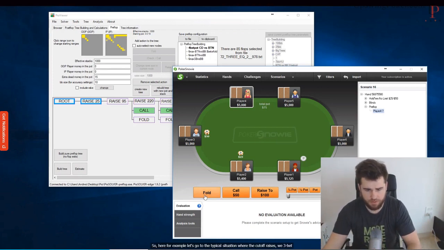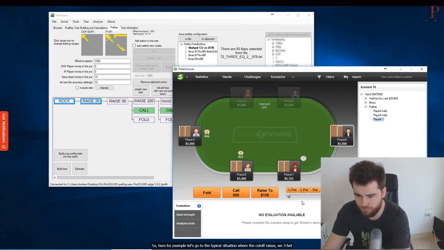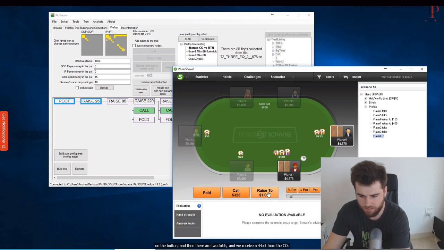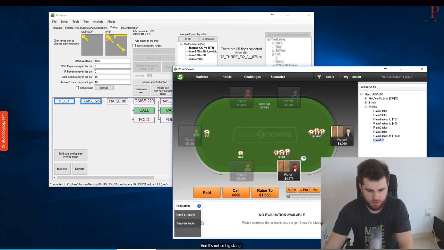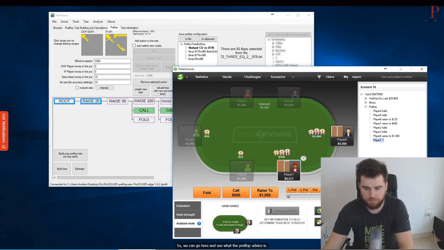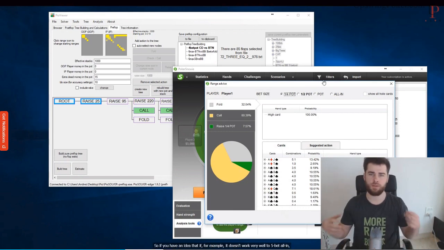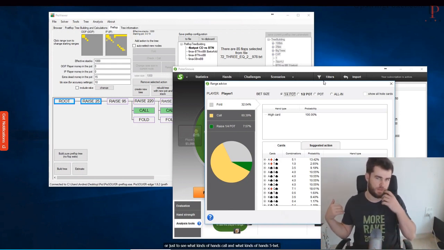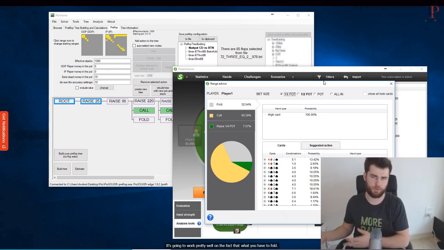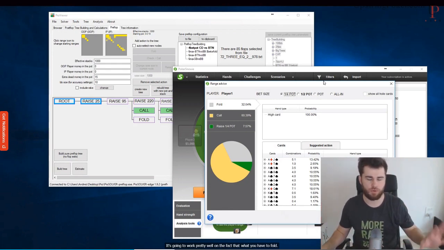So here, for example, let's go to the typical situation where the cutoff raises, we 3-bet on the button, then there are two folds, and we receive a 4-bet from the cutoff, not so big. We can go here and see what the preflop advice is. It's going to fold 30% to the 4-bet, and if we go through all the different sizes, you will see that the fold is always the same. So it gives you an idea that even if it doesn't work very well for 5-bet all-ins, or for seeing which hands call and which hands 5-bet, it works pretty well for what you have to fold.